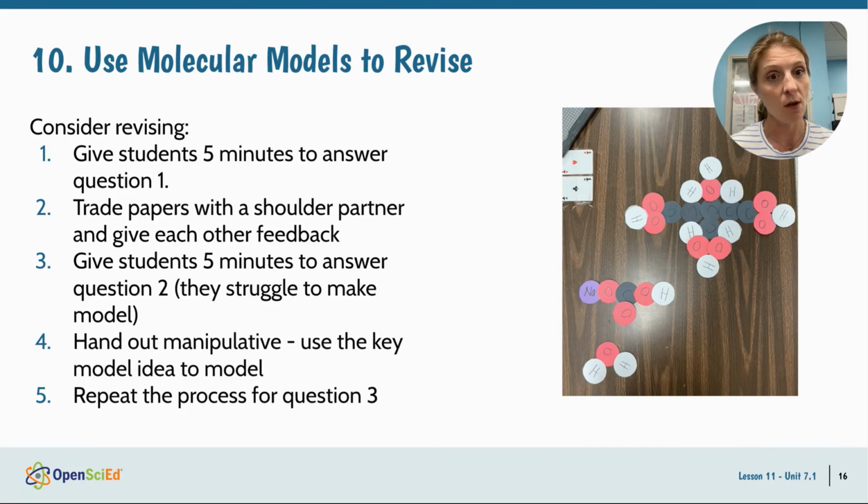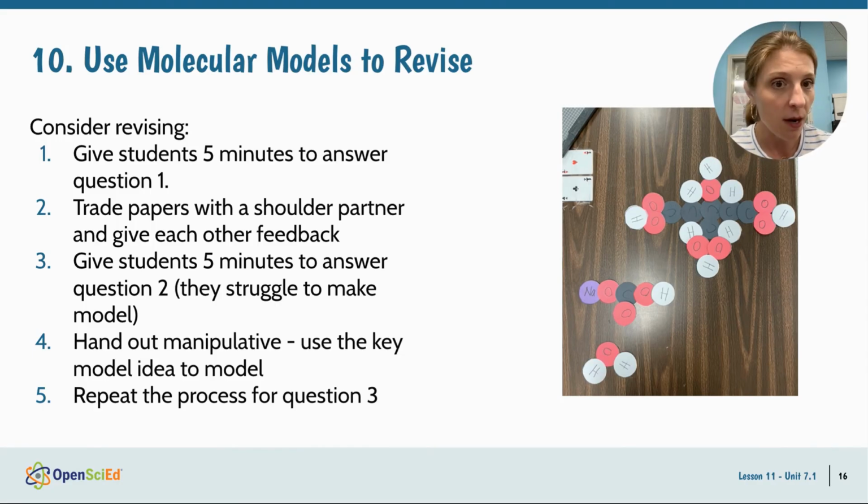What you're going to need to do, though, is you're going to need each group, whatever you consider a group, enough atoms to make 1 molecule of baking soda, 1 molecule of citric acid, and 1 molecule of water. And you're going to ask the students to use these atoms. They'll build the molecules and then show what the atoms do during a chemical reaction.